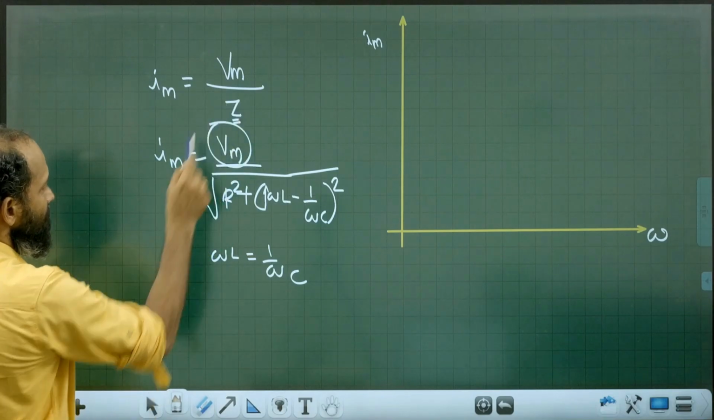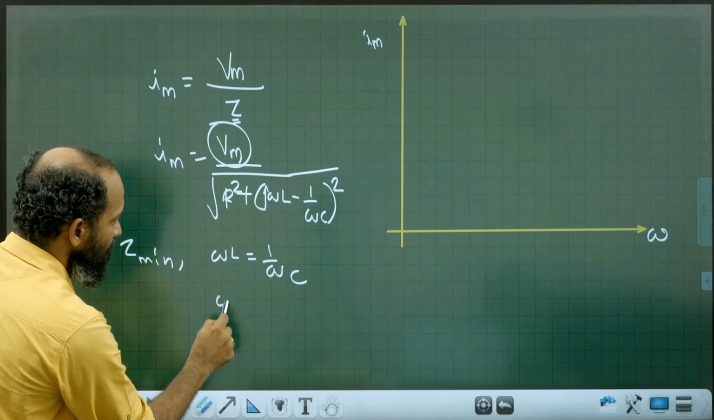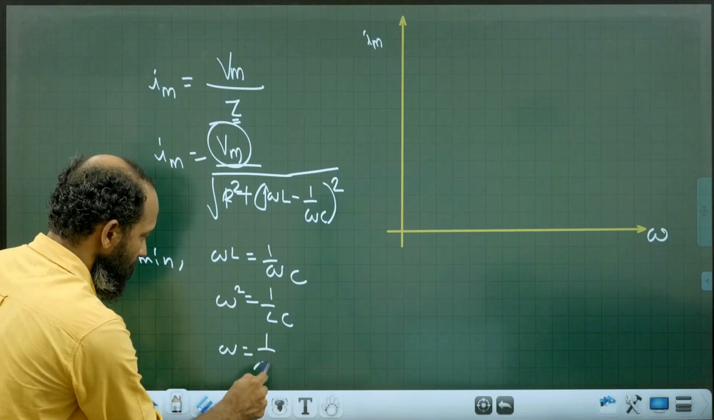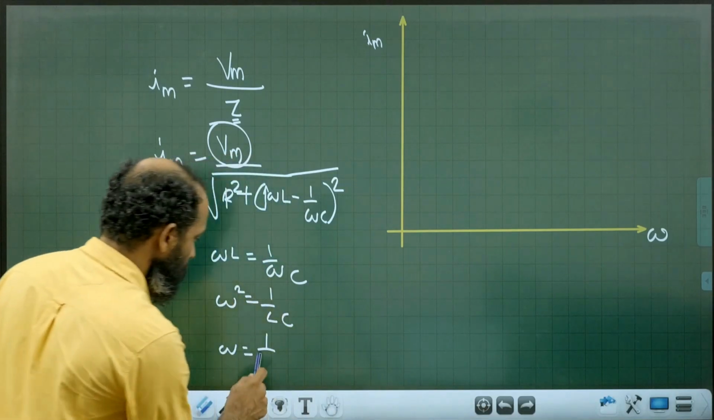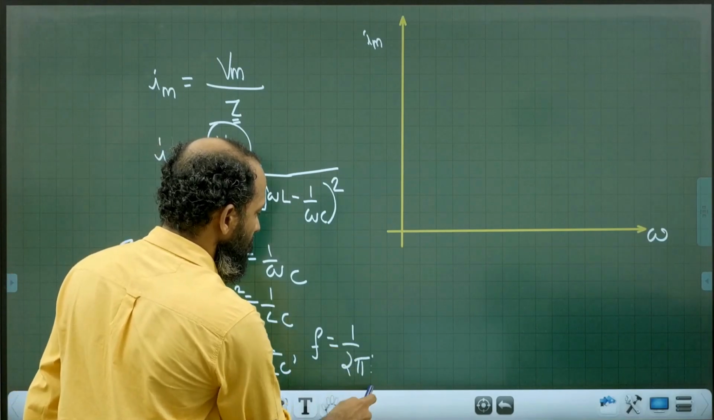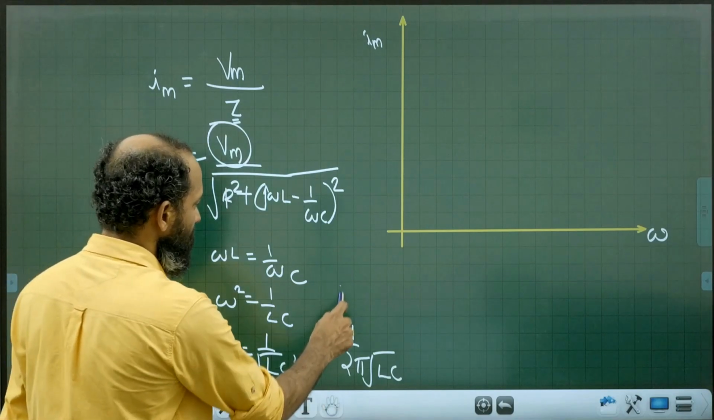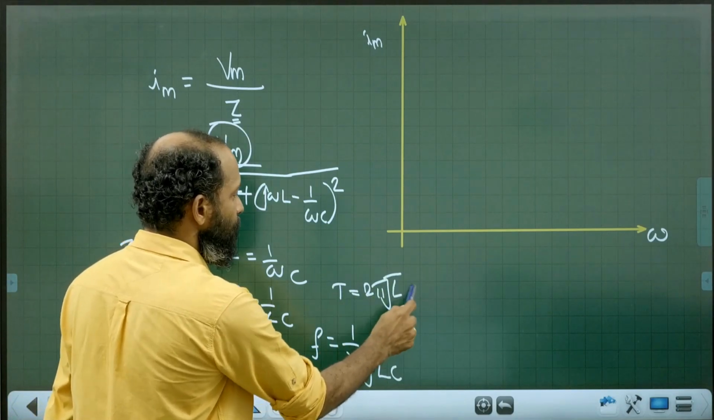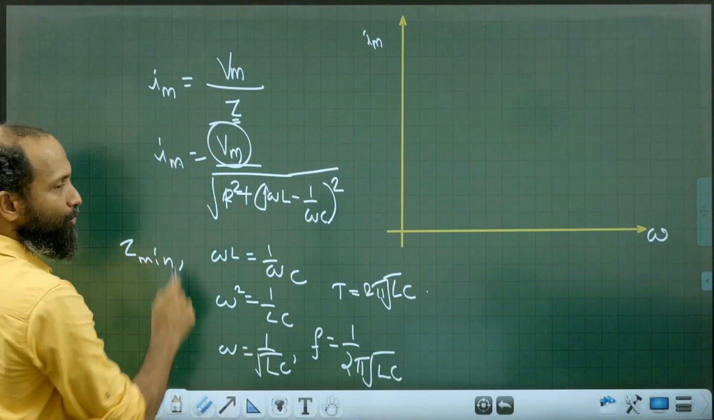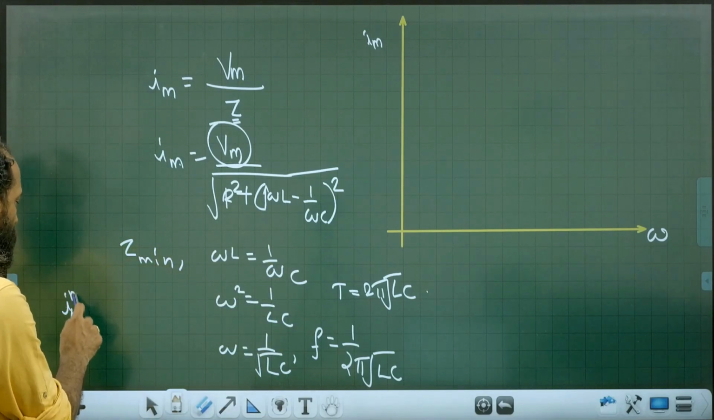The denominator is impedance. Impedance becomes minimum when omega L equals 1 by omega C, that is omega square is 1 by LC, that is omega is 1 by root LC, or frequency is 1 by 2 pi root LC, omega by 2 pi, or time period is 2 pi root LC. That phenomenon where the current amplitude has become maximum is called resonance.